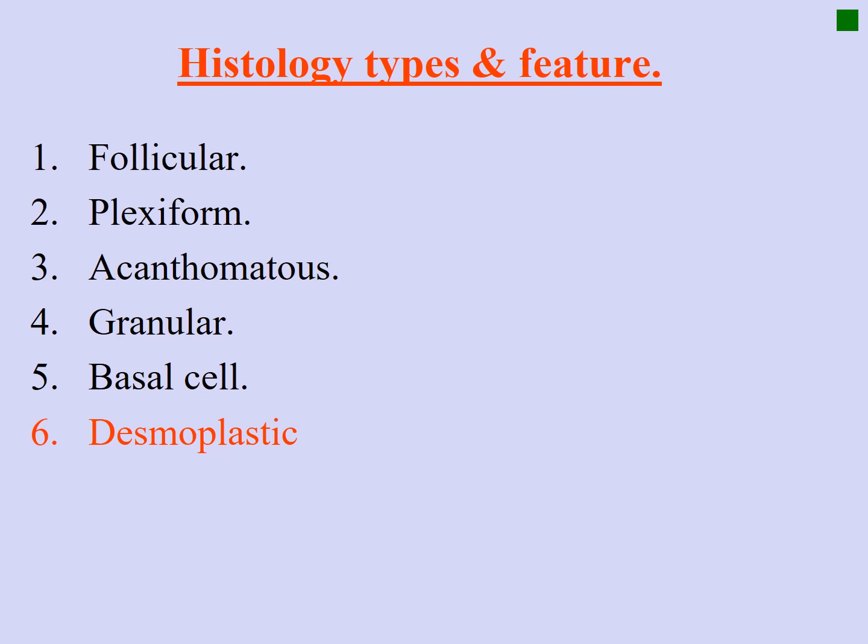So the first histological type, and the most common one, is the follicular type. Okay, I will show you and we will discuss. The second is plexiform. You have something called as acanthomatous. You have something called as granular ameloblastoma, and then you have basal cell ameloblastoma, and the sixth one, which is called as the desmoplastic ameloblastoma. Right. Now, desmoplastic ameloblastoma, I have actually highlighted it in red because it is a type of ameloblastoma which has very distinct clinical and radiographic features, entirely different from the five that I mentioned here. Collectively, all of this come under the category of conventional ameloblastoma as per the WHO. I hope you have understood what I'm trying to say here.